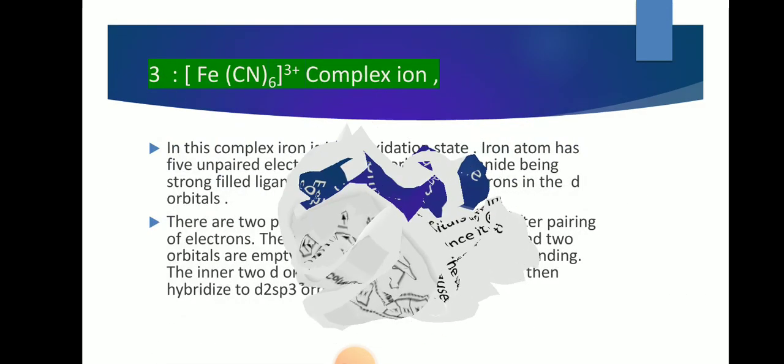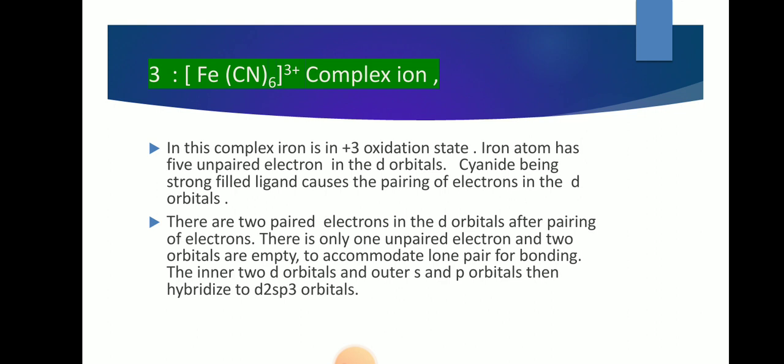Next is hexacyanoferrate. In this complex, iron is in +3 oxidation state. Iron has 5 unpaired electrons in the d orbital. Cyanide, being a strong field ligand, causes the pairing of electrons in the d orbital. There are 2 paired electrons in the d orbital. After pairing of electrons, there is only 1 unpaired electron and 2 orbitals are empty to accommodate lone pairs of bonding. The inner 2 d orbitals and outer s and p orbitals then hybridize to d2sp3 orbitals.